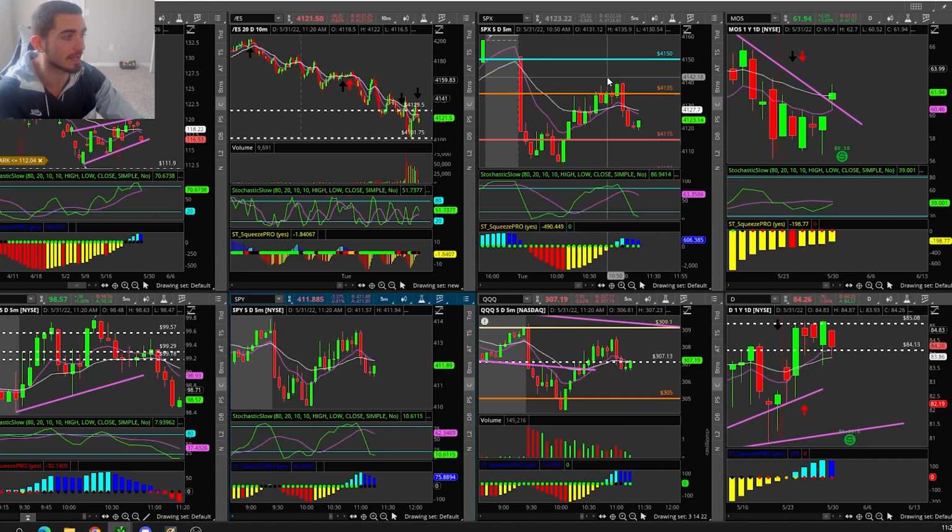Again, I don't really trade SPX, but I use it as the confirmation to get into the SPY trade. So I'm more so looking at the technicals on SPX and then just trading the options on SPY.